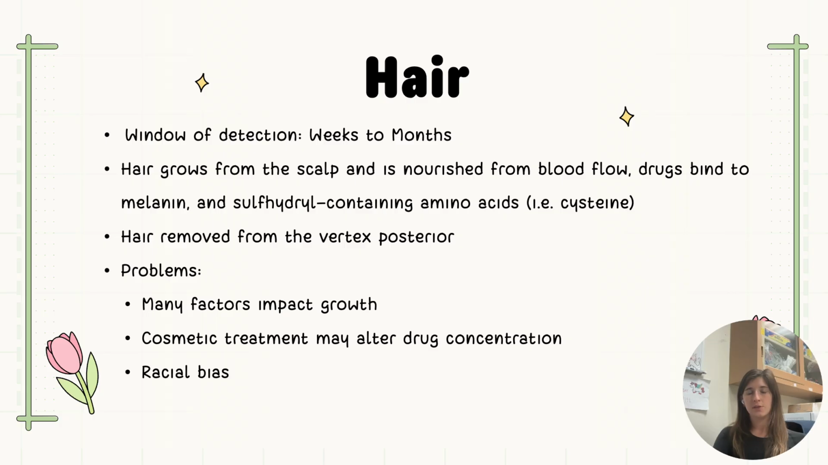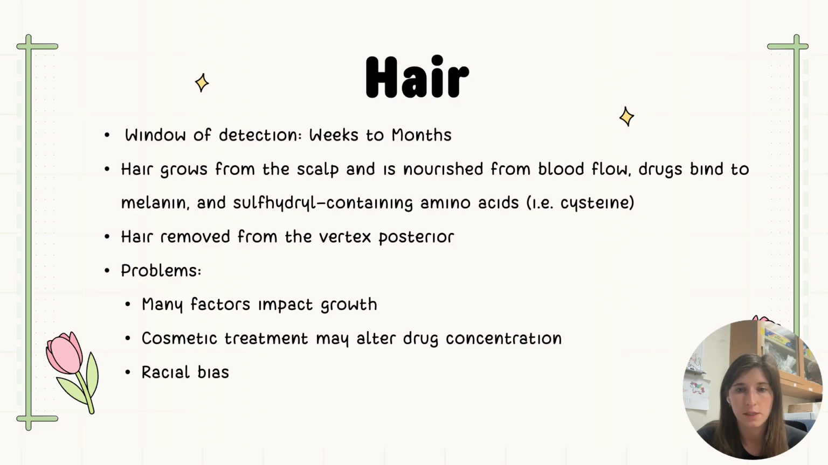Next, we have hair. Hair is a really unique matrix because it gives us a really long time frame into exposure. So it can be weeks to months. So what happens with our hair testing is hair grows from the scalp, and in the scalp, it's nourished with blood flow. When this hair is being grown, it will also sometimes absorb the drugs that are circulating throughout the blood system, and they will bind to things like the melanin or sulfhydryl containing amino acids in the hair, like cysteines. And this allows us to test hair.